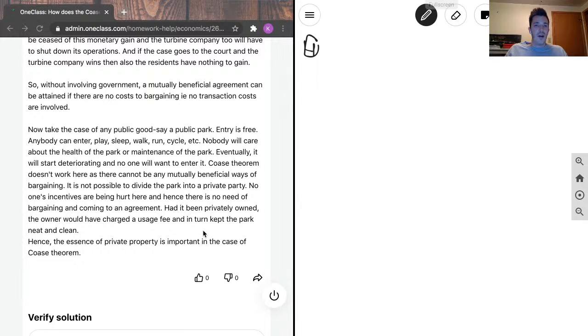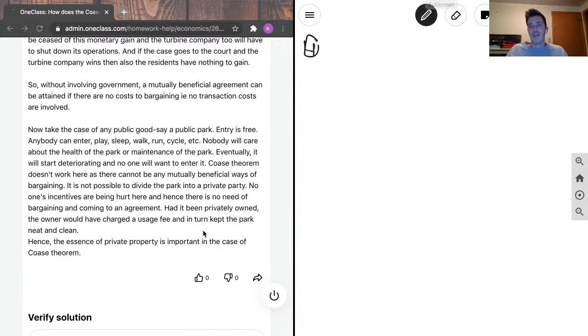Okay, take the case of a park. You can run, walk, whatever. Nobody will care about the health of the park or maintenance of the park. Eventually, it will start deteriorating, and no one will want to enter it. Coase theorem doesn't work here, as there are not going to be any mutually beneficial ways of bargaining. It's not possible to divide the park into a private party. No one's incentives are being hurt here, and hence there is no need of bargaining and coming to an agreement. Had it been privately owned, the owner would have charged a usage fee and in turn kept the park neat and clean. Hence, the essence of private property is important in the case of Coase theorem.